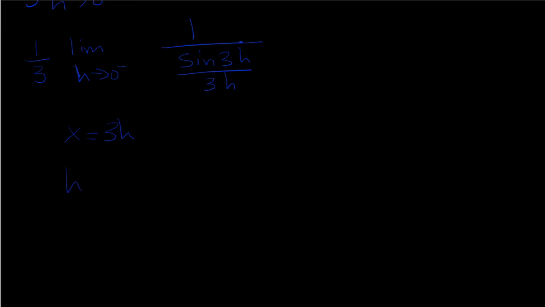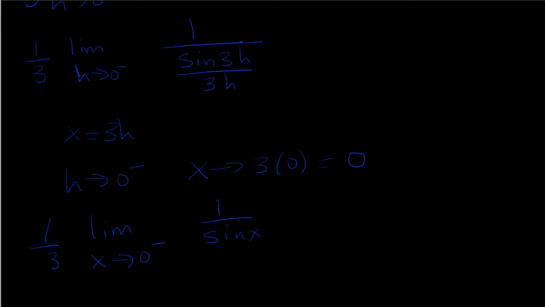As h approaches 0 from the left, x is going to approach 3 times 0, which is 0. So you can really have 1/3, and then limit as h approaches 0 from the left. We can also just say 0 from the left as well. Doesn't really matter. Of 1 over sine x over x. We know that this limit, sine x over x, approaches 1. So really we have 1/3 times 1, and so our limit is 1/3.